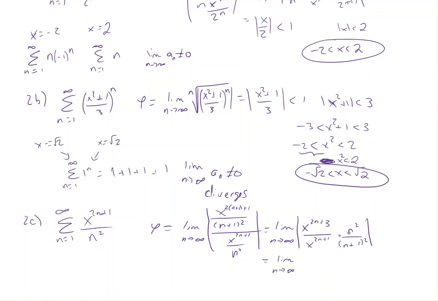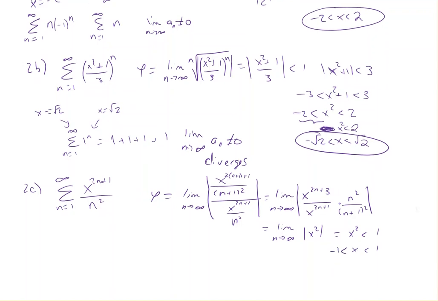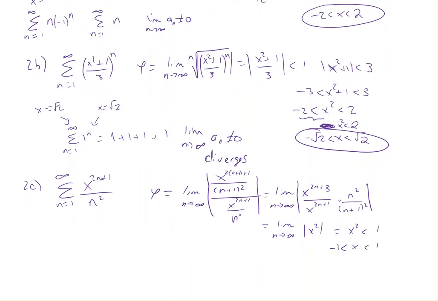Okay, so this turns into 1. This is just the absolute value of x squared. Well, absolute value of x squared is just x squared, and we want this to be less than 1. So therefore, we want x to be between negative 1 and 1. And given the fact that the endpoints never work, we should just not waste our time, right? Wrong. We always have to test the endpoints.